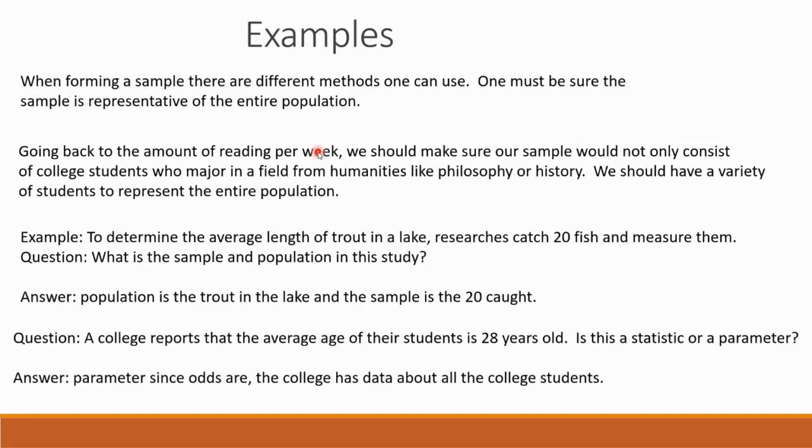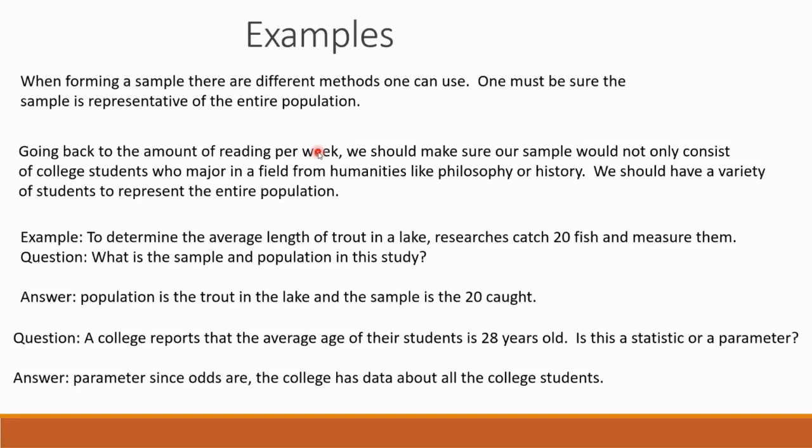This is just another example that was actually in the book. I just wanted to bring it up. For instance, if you wanted to get the average length of all the trout in a certain lake, what researchers might do is catch 20 of the fish in the lake and measure them, right? So what would the population and the sample be? Well, in this case, the population would be all the trout in the lake, and the sample would be the 20 of them that they catch. It's just an example I wanted to do quickly.